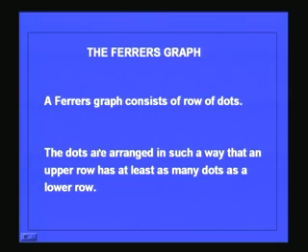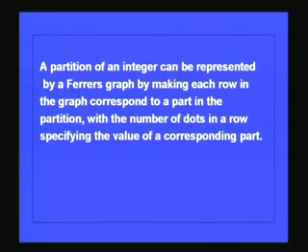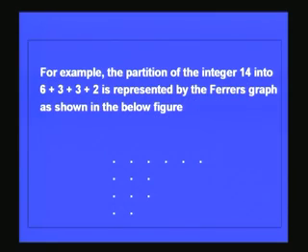This can be graphically represented with dots, and that is known as Ferrer's graph. A Ferrer's graph consists of rows of dots. The dots are arranged in such a way that an upper row has at least as many dots as the lower row. So, suppose I take the number 14, it can be represented like this.